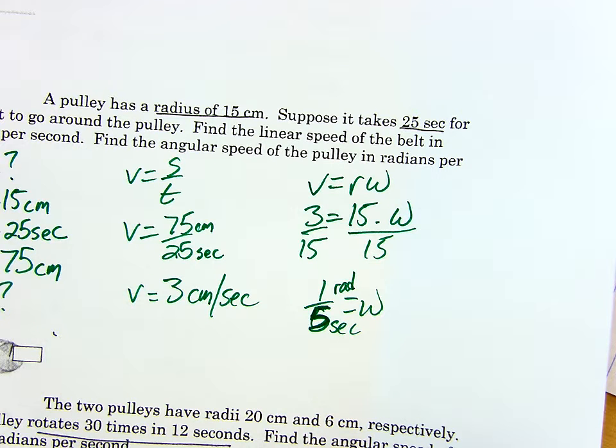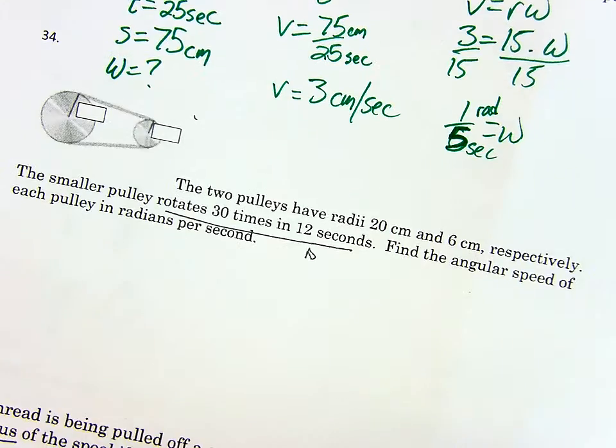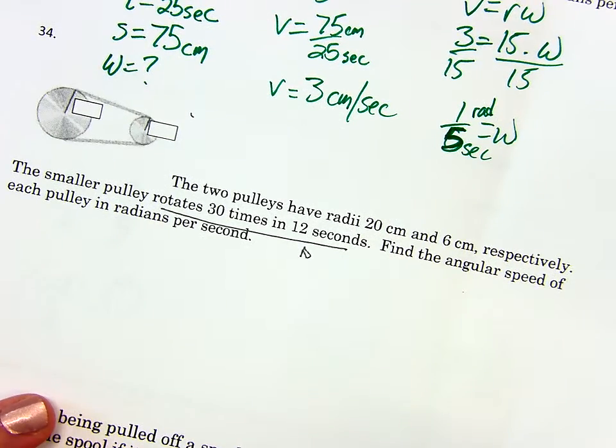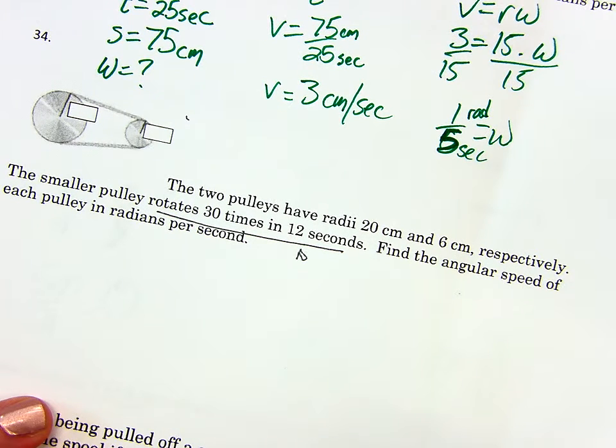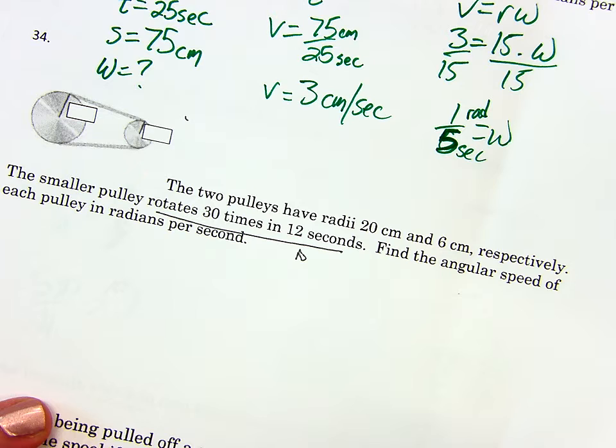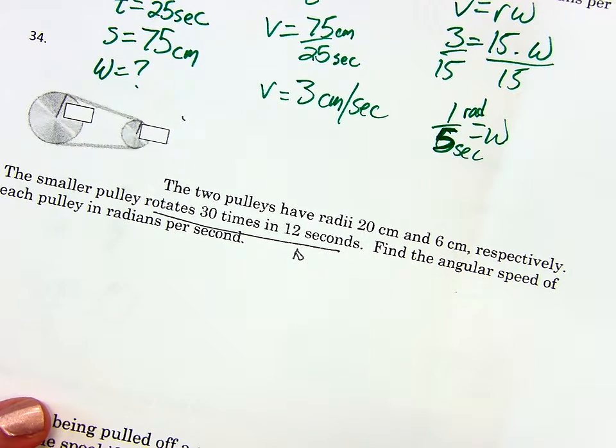Okay, let's try 34. Let's see if we can figure this one out. 2 pulleys have radii of 20 centimeters and 6 centimeters respectively. The smaller pulley rotates 30 times in 12 seconds. Find the angular speed of each pulley in radians per second.